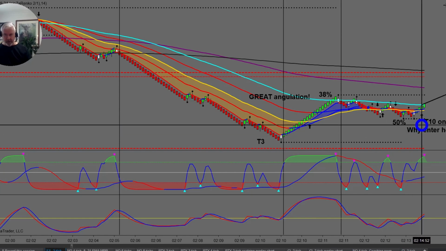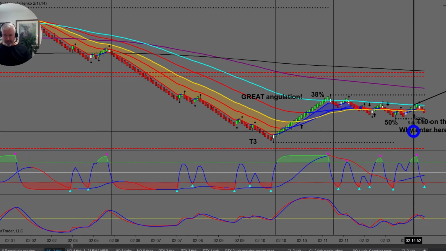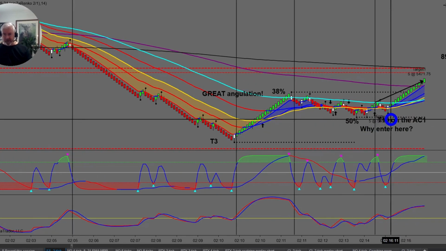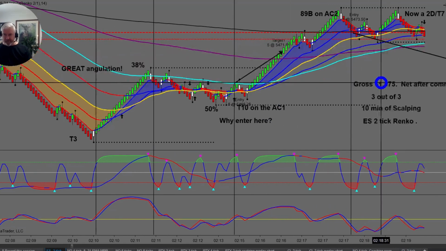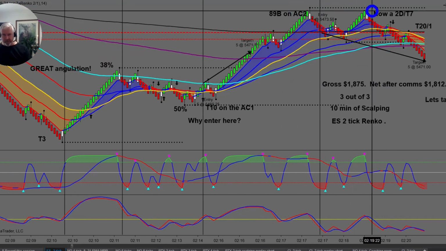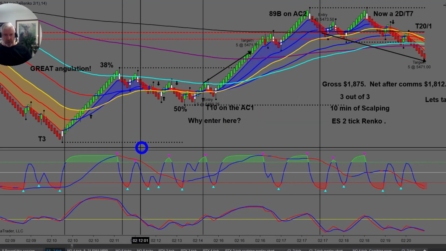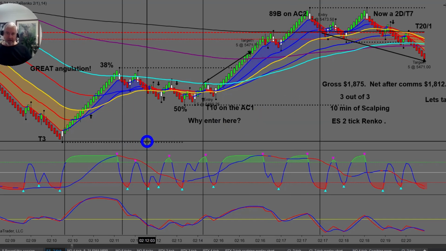Now I've got an entry, and this is called a T10. So I would have taken that trade. We'll go up here. We've seen these setups that I've already taken. We then formed that double top. Now what I want to show you, these black lines, this is a swing indicator.